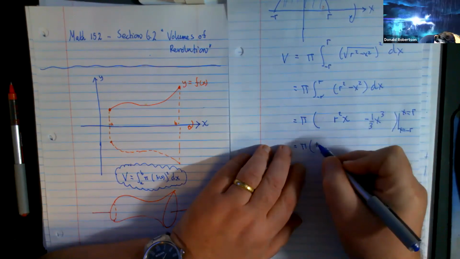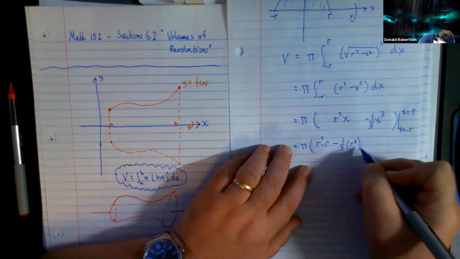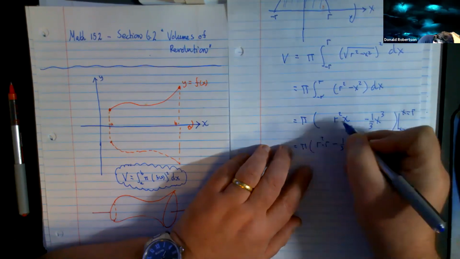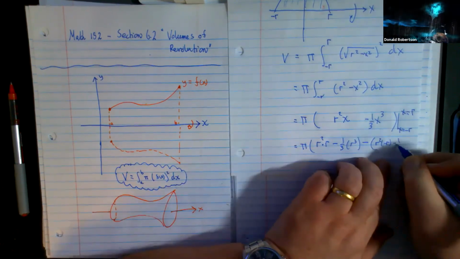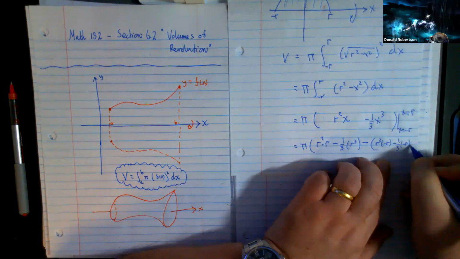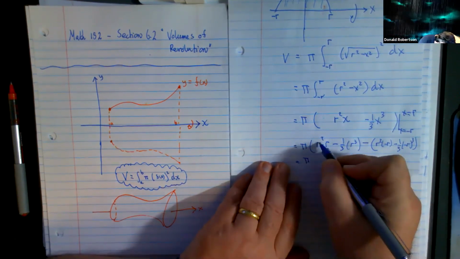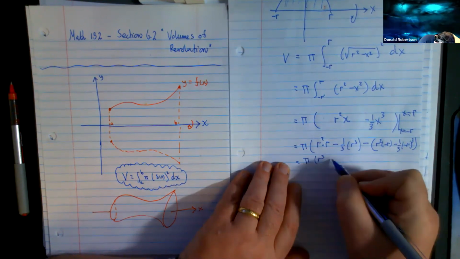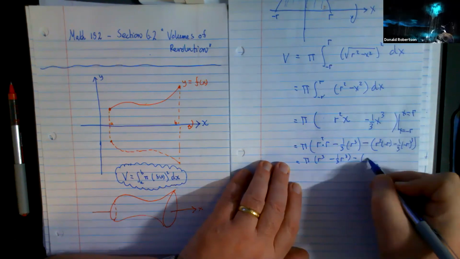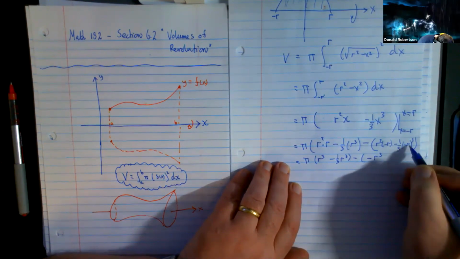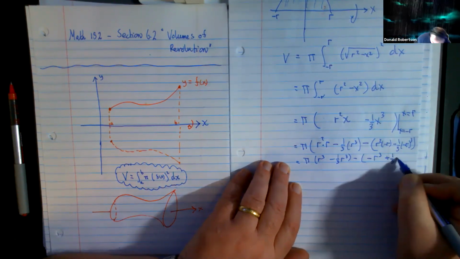Plug in r. You get r squared times r, take away 1/3 r cubed. Subtract. Plug in negative r: r squared times negative r, minus 1/3 negative r cubed. Okay, let's try and make this pretty. Those two get you r cubed, and that gets you, take away a third r cubed. This times this gets you negative r cubed, and this is negative r cubed, but that's also negative, so you end up with plus 1/3 r cubed.